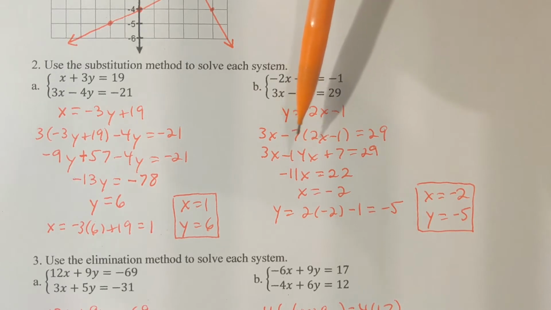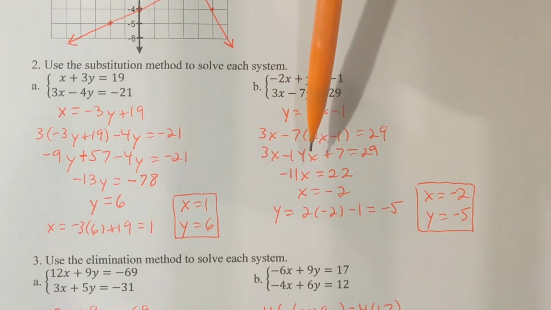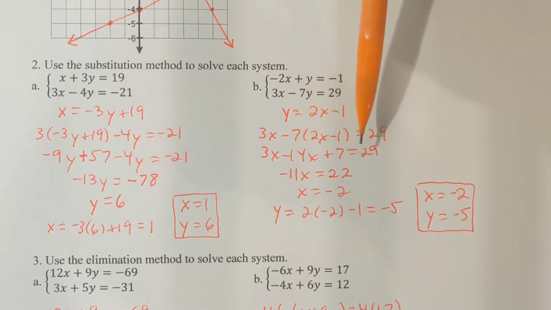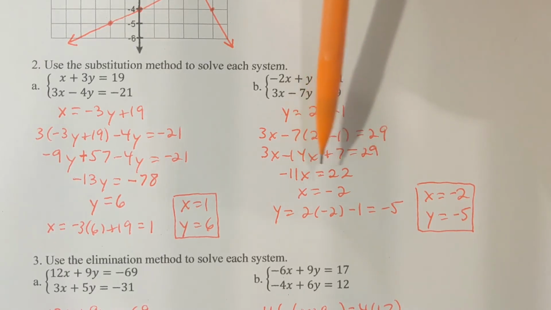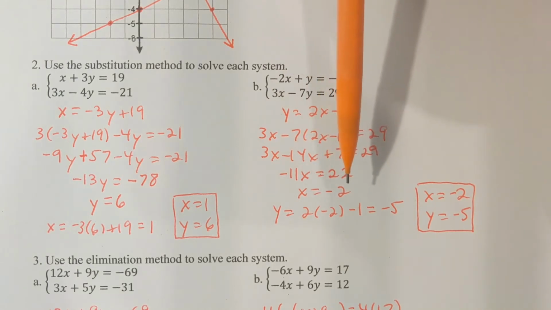So I'm distributing the -7 here into these 2 terms. Collecting the like terms, I've subtracted 7 from both sides. Negative 11x equals 22. If you divide by negative 11, that means that x is negative 2.